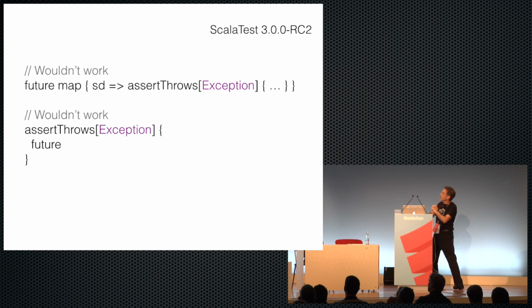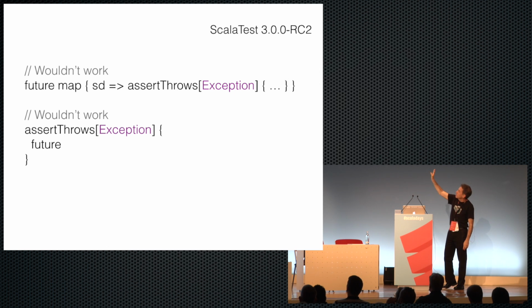So imagine this first line of code. I can't say future map and then this value coming in somehow assertThrows, because first of all, if the future fails, the function passed to map doesn't get executed. It just passes the result of the future that comes back from the map call, it just gets the same failure as the original future. So that wouldn't work. And then the second one doesn't make any sense either, because the future inside assertThrows doesn't actually throw anything. It just fails with an exception. It doesn't throw it, right?